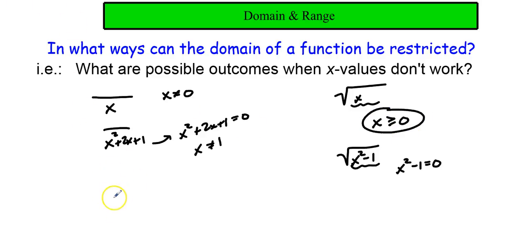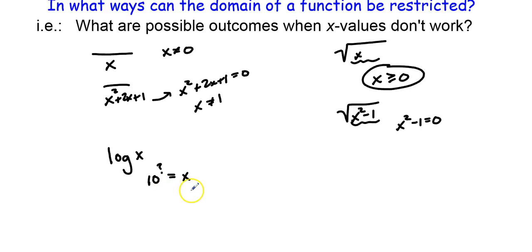Last one, and certainly there are others, but the last big one is when we're dealing with logarithms. So the logarithm of x, remember this is asking what exponent 10 to the what is going to be equal to x. And anytime you raise something to an exponent, you're never going to get 0 because 10 to the 0 is equal to 1. You're also never going to get a negative value. And so in this case, this argument right here has to be greater than 0, strictly greater than 0.